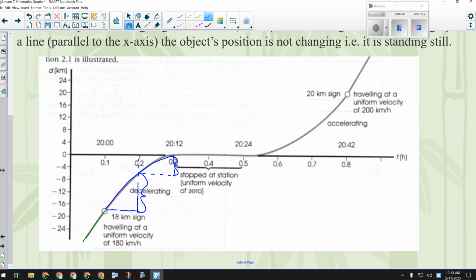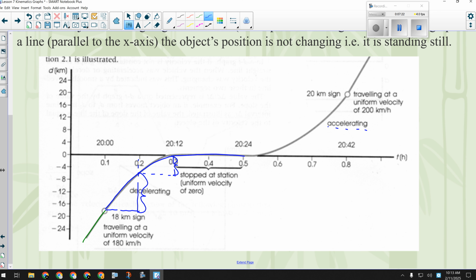Okay. Now right here, the line's flat. What's that object doing? It's not moving. Position isn't changing. It's at the same position for 0.2 hours, during that part of the graph. Now, on this part of the graph here, it says it's accelerating.